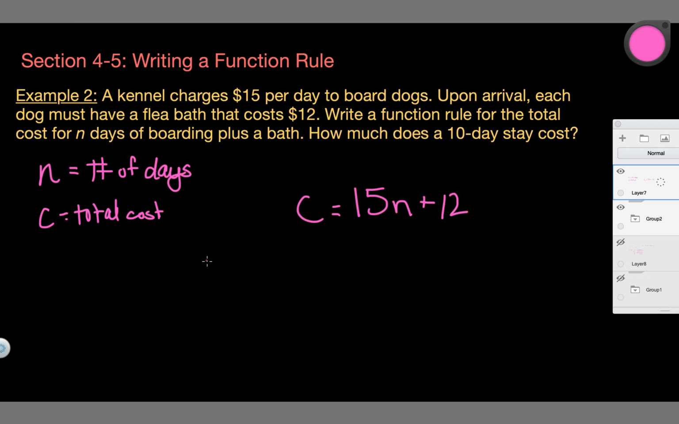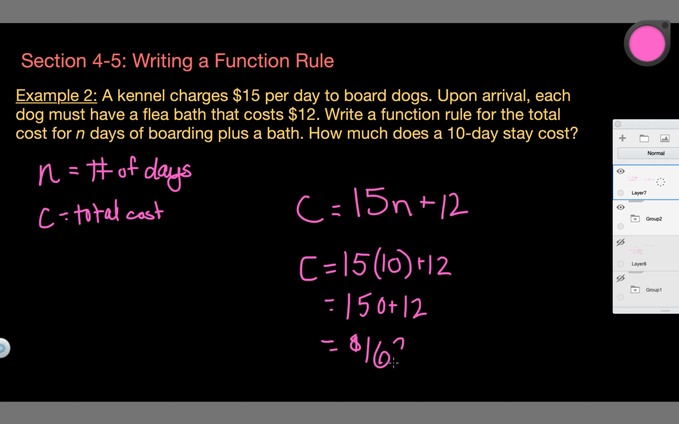So now it wants us to know how much does a 10-day stay cost. So we know that n is our variable for days, so we're going to plug in 10 for n. So I get that C equals 15 times 10 plus 12. So this gives me 15 times 10, 150, plus 12, and I end up with $162 for those 10 days. It's not 150, it's 150 plus that $12 bath, $162.